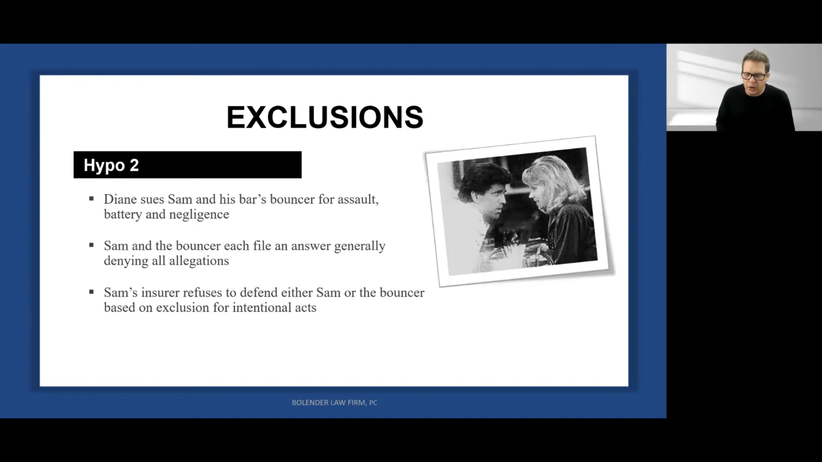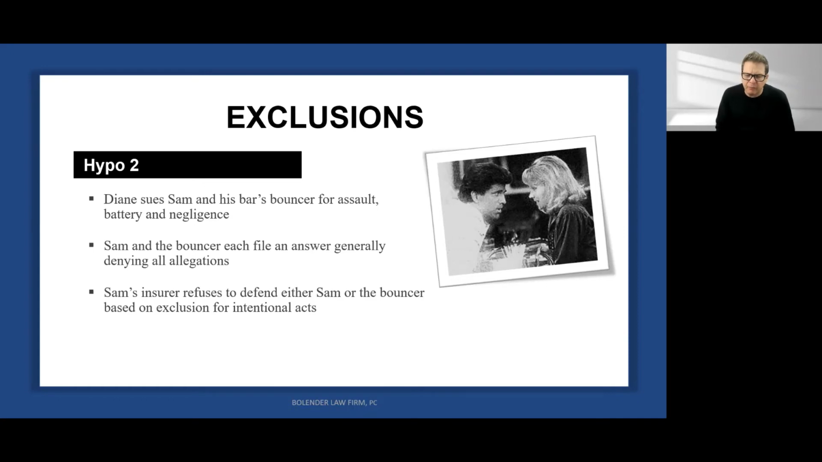In hypothetical number 2, this is a scenario that I've seen many different times. Take 2. In hypothetical number 2, we have a scenario that I've seen many times.